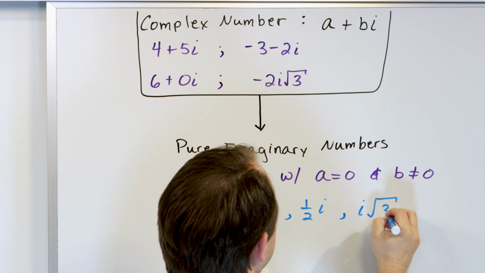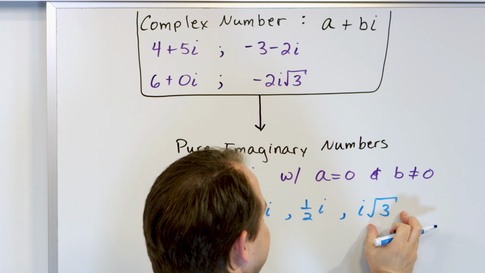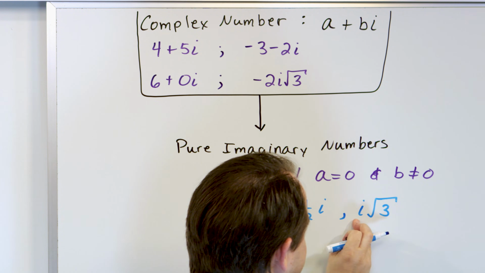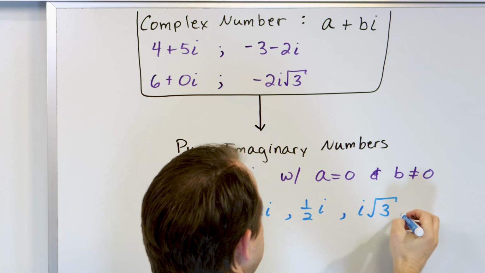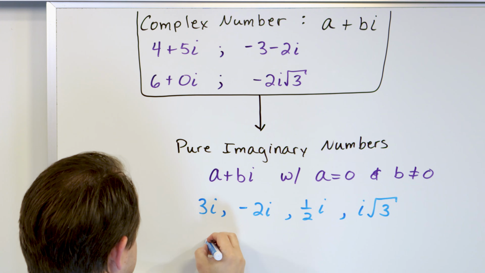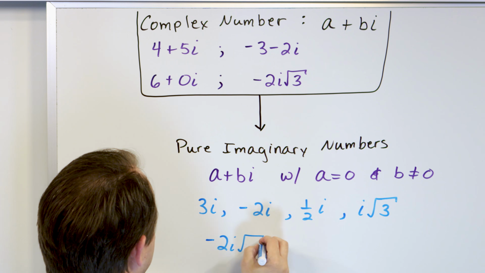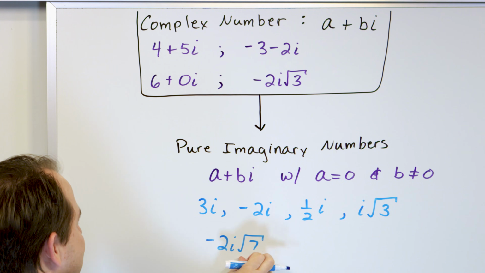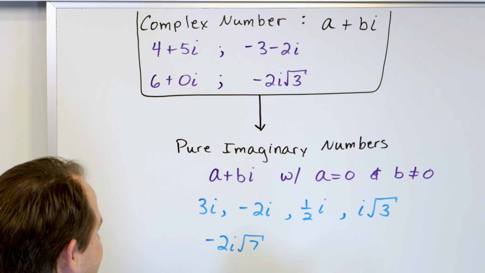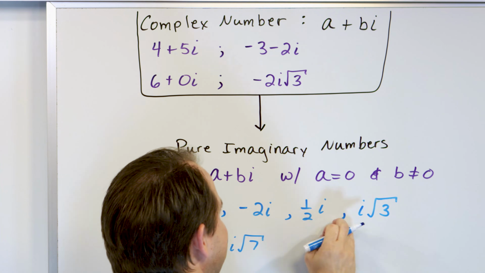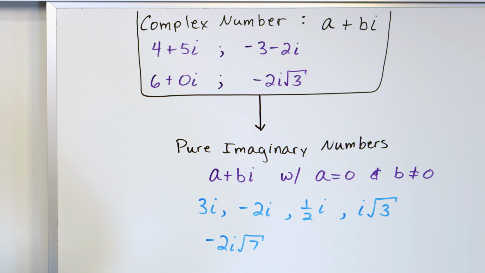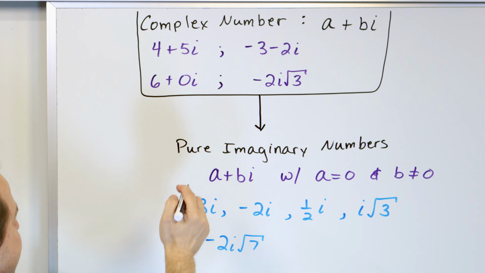I times the square root of 3, that's a pure imaginary number. Don't let the square root get in your way. I mean, it's still just an imaginary number, right? Of course, let's go down below here. We could have negative something crazy, 2i times the square root of 7. So any number, radicals, negative, positive, fractions, doesn't matter. If you have an i and it's just purely imaginary, we call that, obviously, the purely imaginary number.